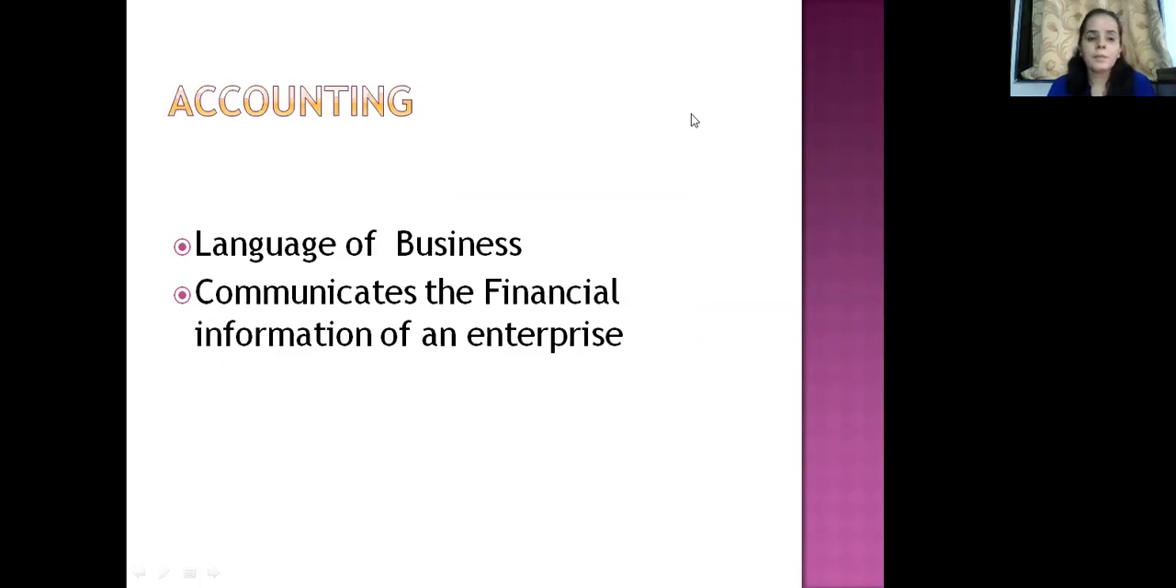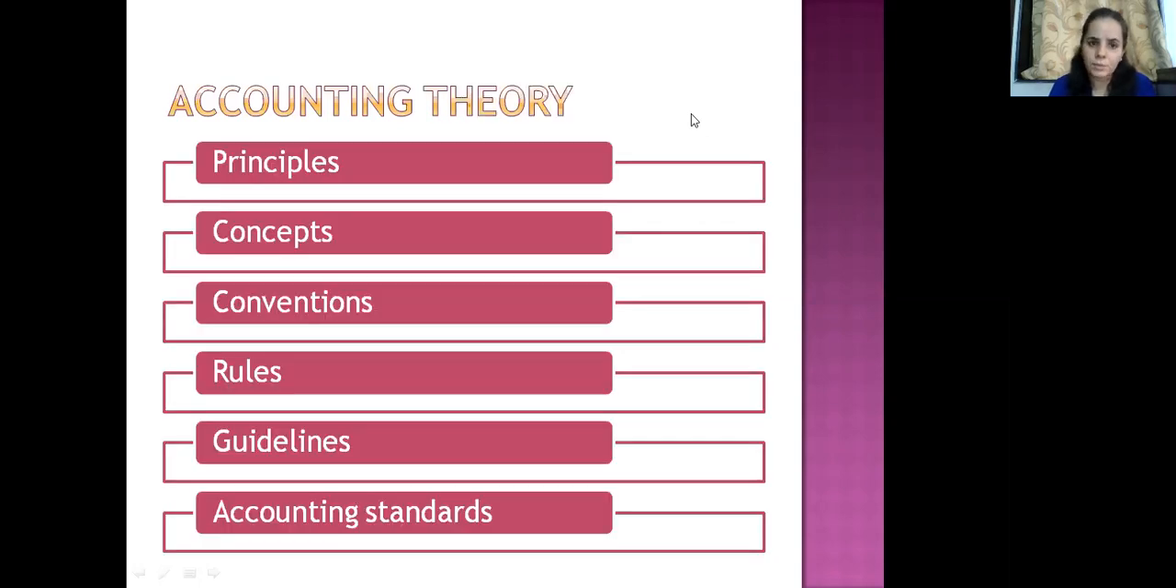Now, for making the reports of such statements, accounting needs some theory. Student, what do you mean by accounting theory? Accounting theory consists of principles, concepts, conventions, rules, guidelines, and accounting standards, which bring uniformity in the accounting system, procedure, and presentation of the reports. And by using accounting theory, when the accounts are prepared, those accounts become more useful to the user, and they become more comparable.